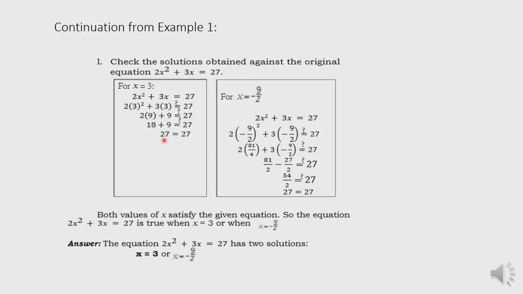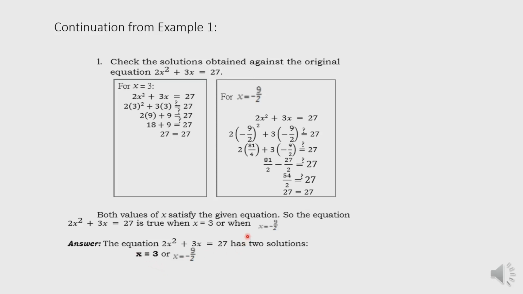That equals 27. And the left side of the equation and the right side are equal. 27 equals 27. Therefore, the value of x, which is 3, is true to our equation, or that makes our equation true when x is equal to 3. Same with x is equal to negative 9 over 2. We have to substitute the value in the original equation. Since we got the same result, the left and the right side of the equation are equal. Both values of x satisfy the given equation. So the equation 2x squared plus 3x equals 27 is true when x is equal to 3 and when x is equal to negative 9 over 2.